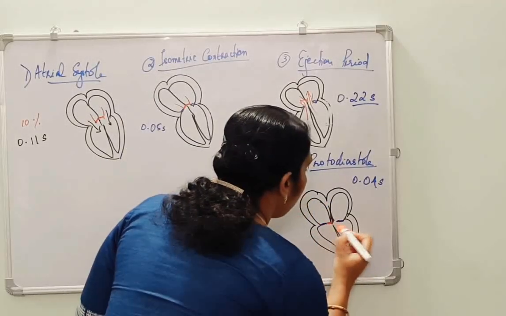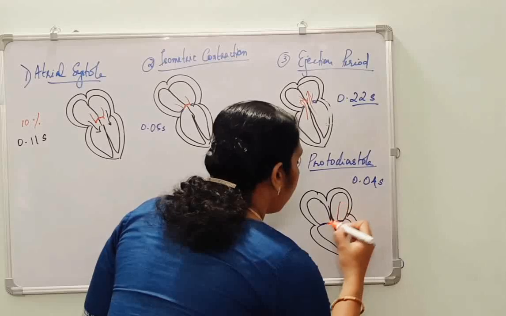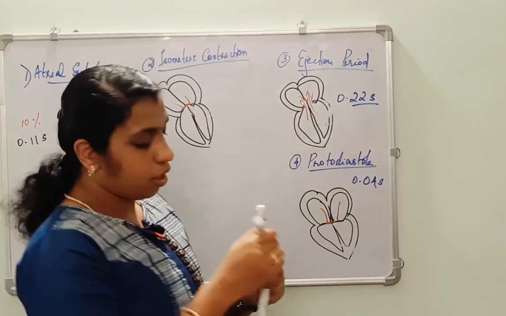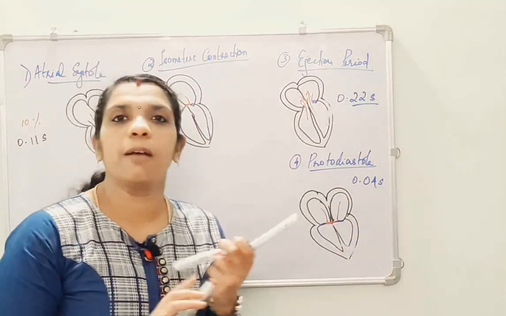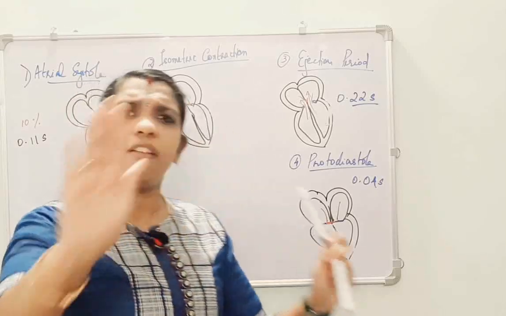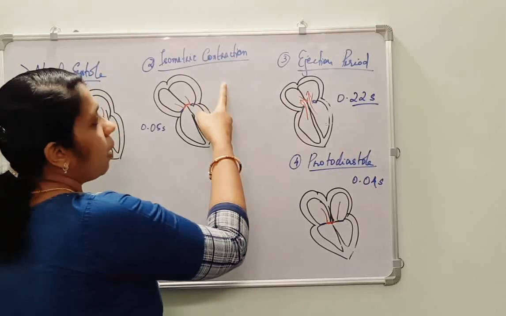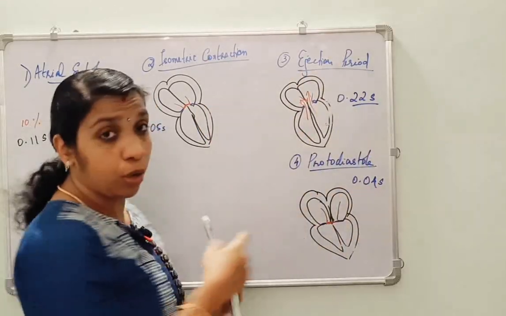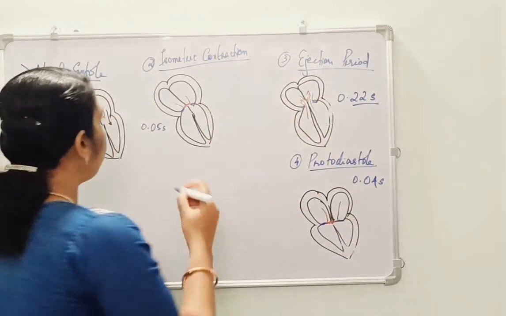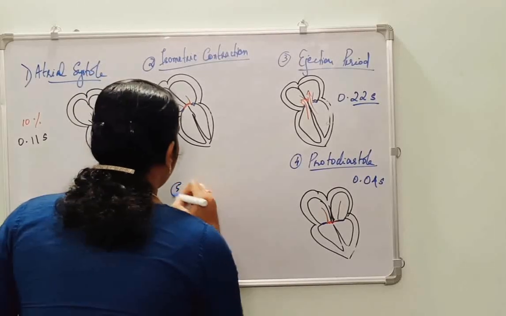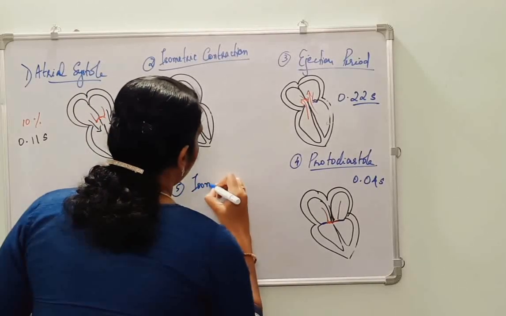But in case of protodiastole, these semilunar valves become closed. You understand? Now all the valves are closed. So atrial systole, isometric contraction, ejection period, and protodiastole. Next, the 5th is isometric relaxation phase.